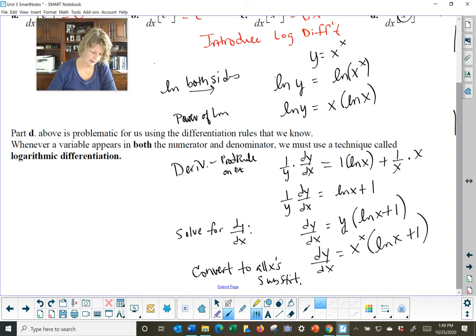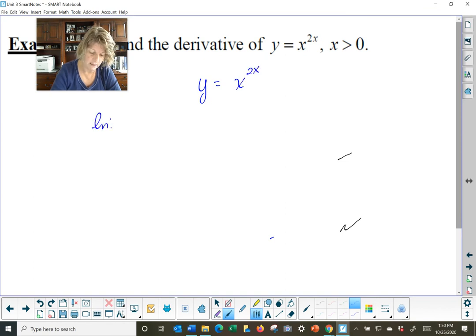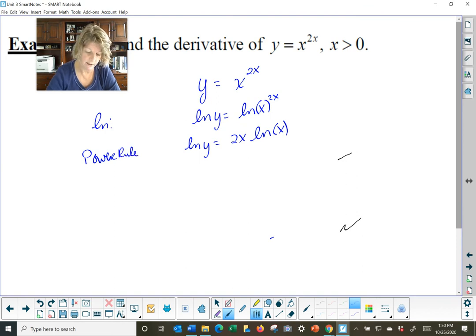All right, I think there's a couple left to go, and this one is going to be quite similar to the one we just did, I think. It's just got 2x up on top. So I'm going to walk through it a little bit more quickly this time. y equals x to the 2x. Let's natural log both sides. So I get natural log y equals natural log of x raised to the 2x. Natural log y equals 2x natural log of x. Power rule, right? Not of derivatives, just of logs.